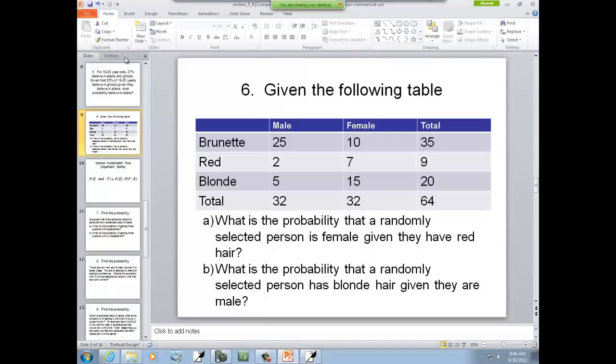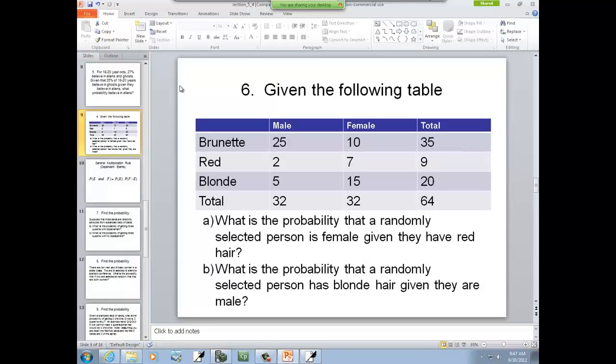Tables are a little bit different when we're talking about probability. Some ways are easier. It says, given the following table, we have hair color and then male and female and totals. So that means that for males, there's 25 brunettes, 5 blondes, and so forth.